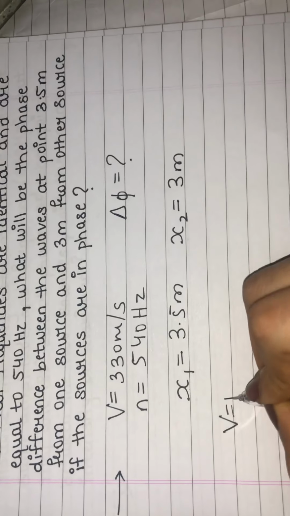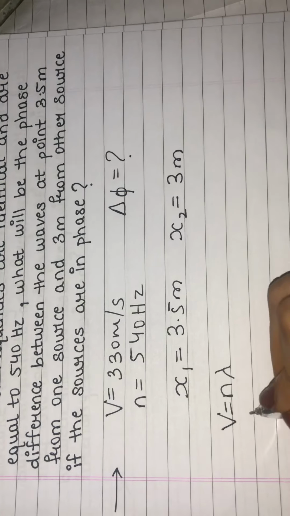So V is equal to n lambda. From here we can find out the lambda, that is lambda will be V upon n. V is 330 and n is 540. The zeros get cancelled. Let this be 33 upon 54.